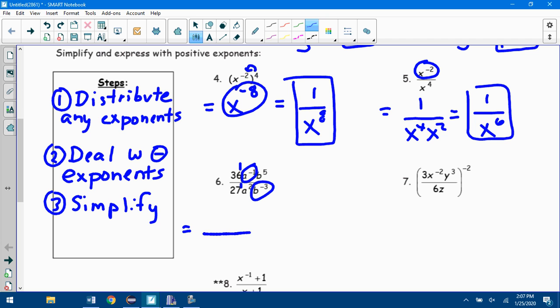Okay, so in your fraction, write what didn't move. We've still got 36. I can drop the 1 at this point. b to the fifth, and I've got 27 a squared. None of those are moving. But what else is on top now? b to the third. And what else is on the bottom? a to the first.